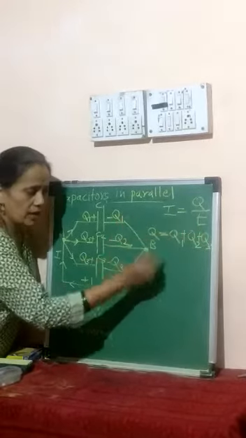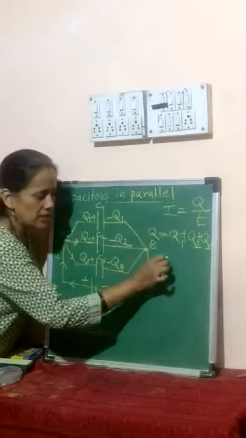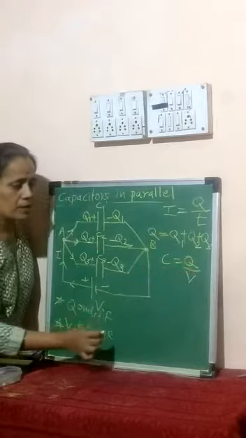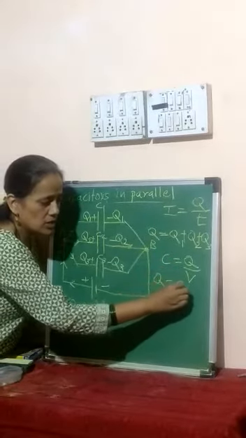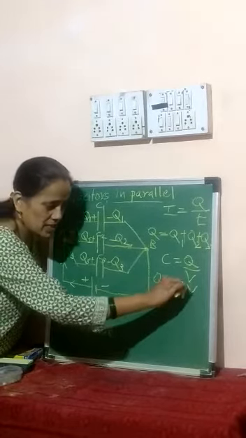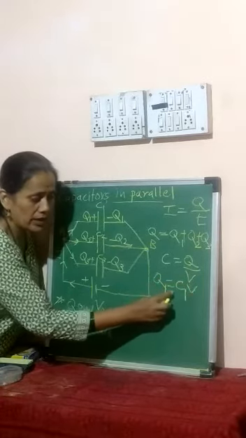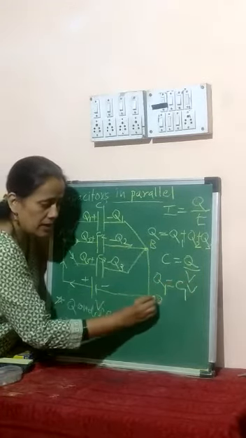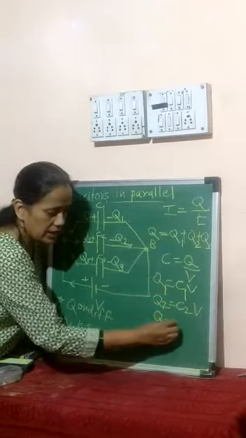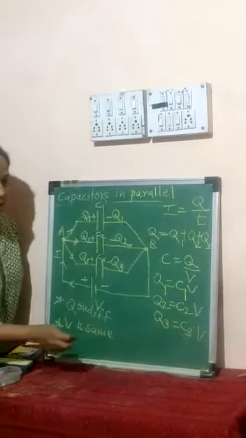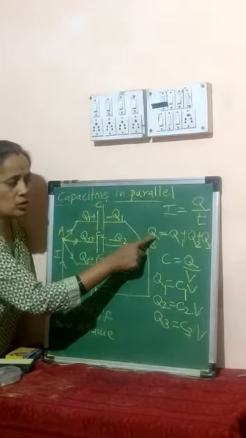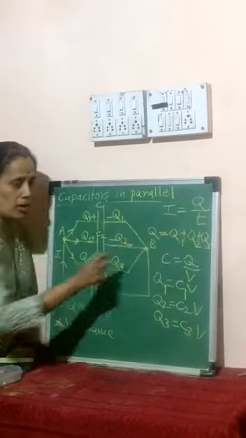Now we know that by the definition of capacitance, C is equal to Q upon V, which means charge Q is equal to C into V. If the charge deposited is Q1 on capacitor C1, and the potential is V, then for Q1 I can write C1V. Similarly, for Q2 I can write C2V, and for Q3 I can write C3V. Now I am going to substitute these values of Q1, Q2 and Q3 in the equation Q is equal to Q1 plus Q2 plus Q3.